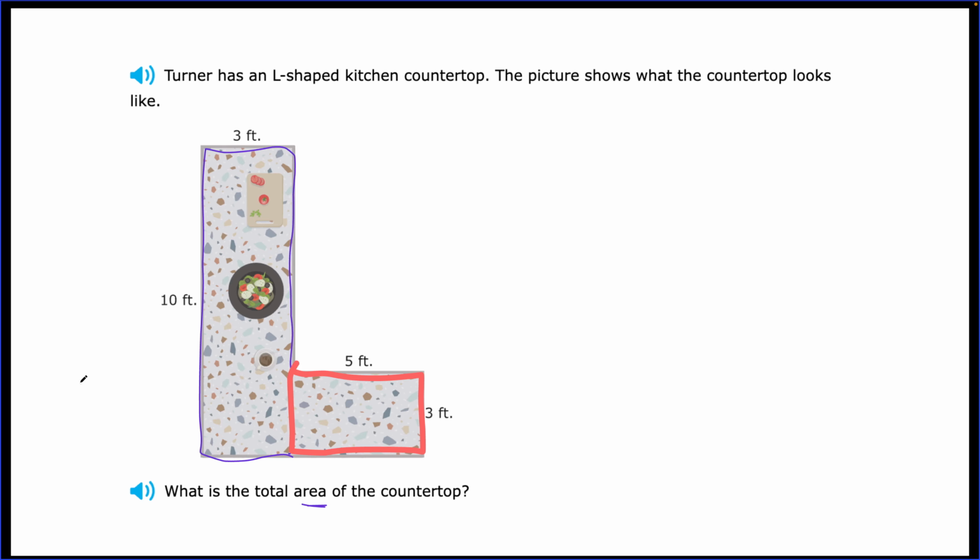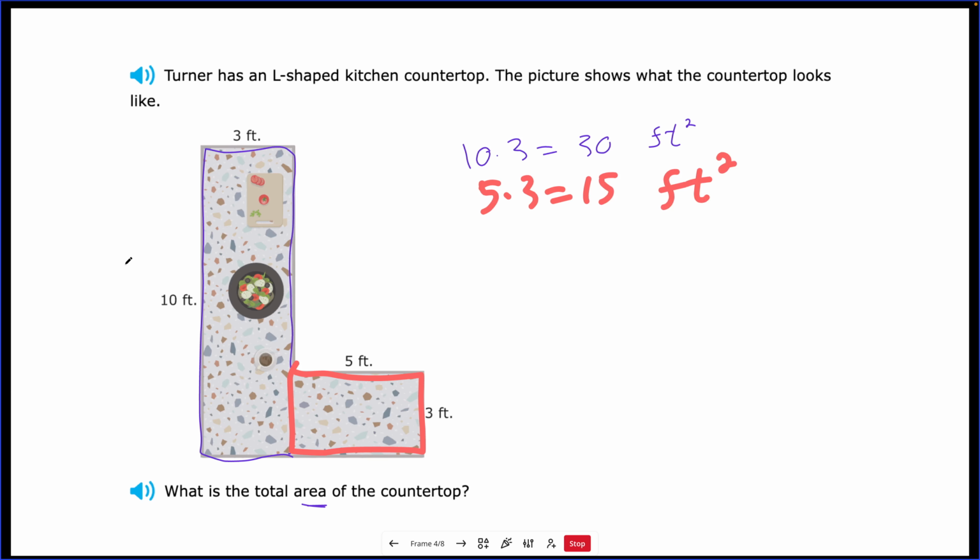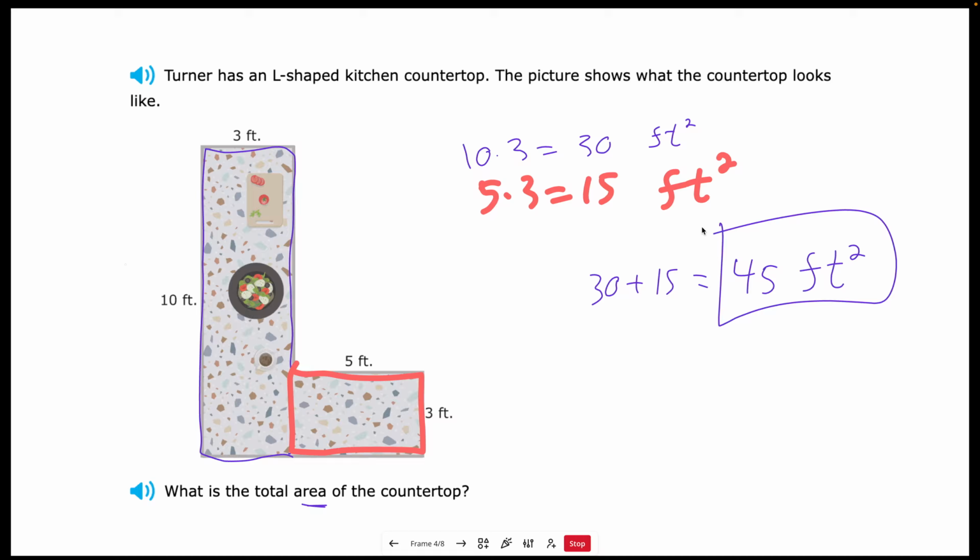So for the big rectangle in purple, that would be 10 times 3, which is 30. And this is square feet. And in red, we have 5 times 3, which is 15 square feet. And now we just add those two together. 30 plus the 15 gives me a total area of this countertop as 45 square feet. So you split the shape into something that you can work with.